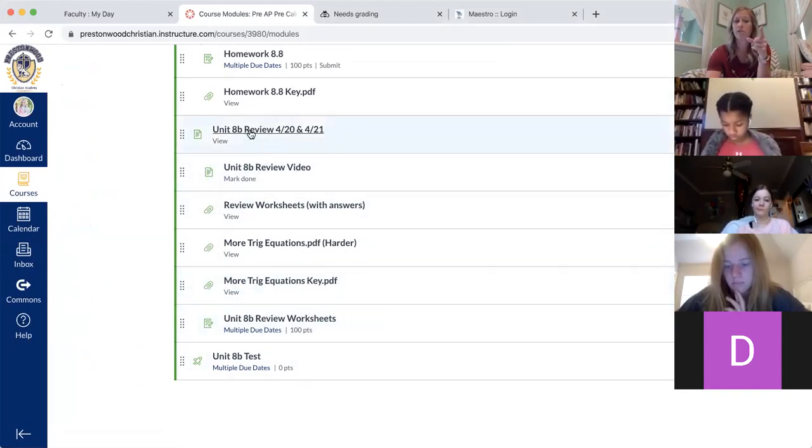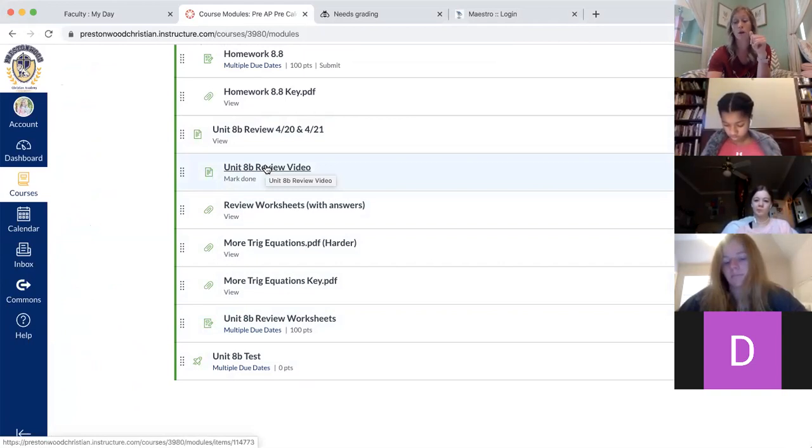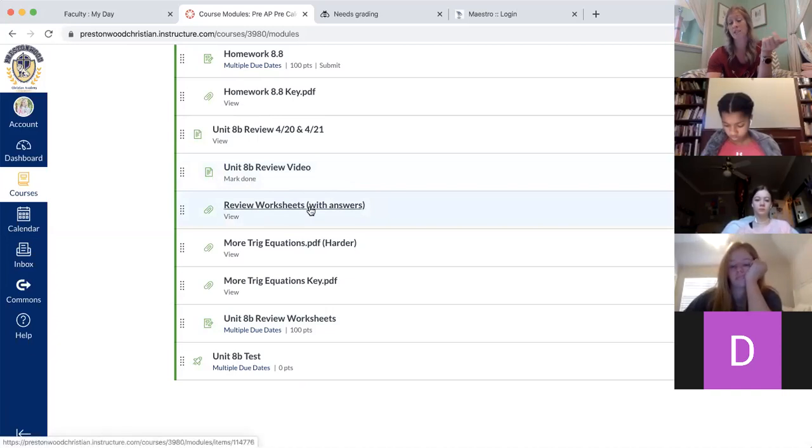So you'll see under the review, I'm going to do the review video. So any questions we have over this homework, or I'm going to try to have the quizzes graded at least for second period by then, so you can ask questions over that. This review worksheet has the answers on it, but I want to see your work. So that's the review that you're going to turn in before the test on Wednesday, Thursday.